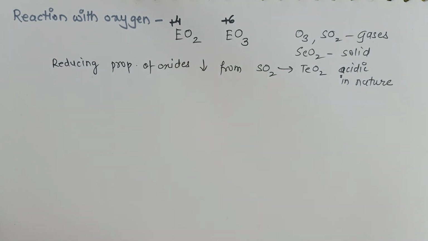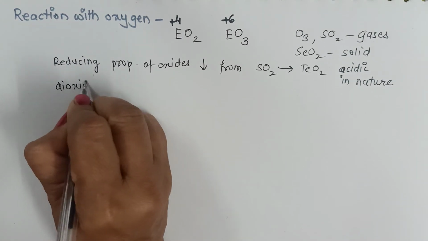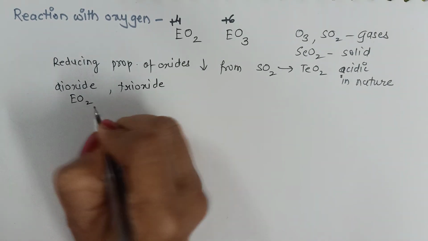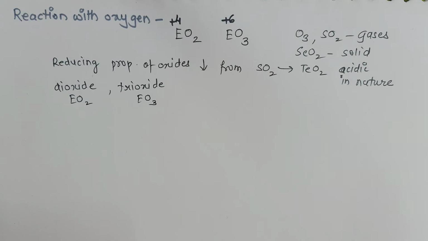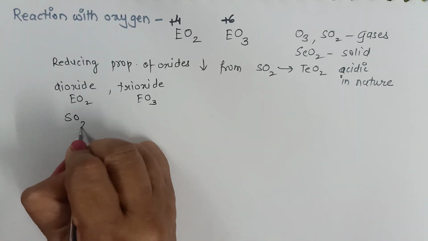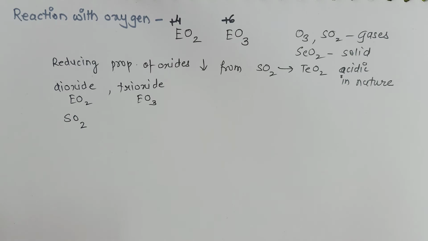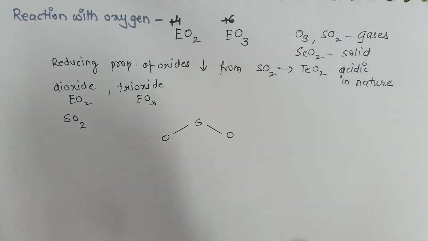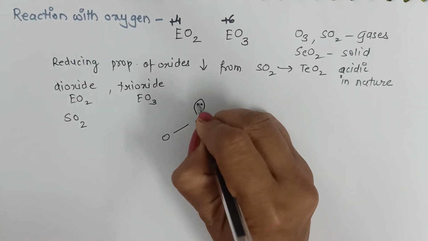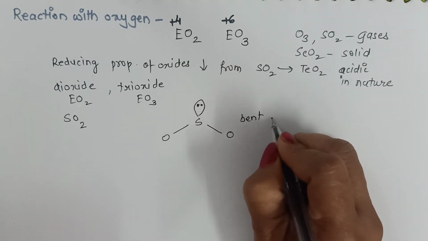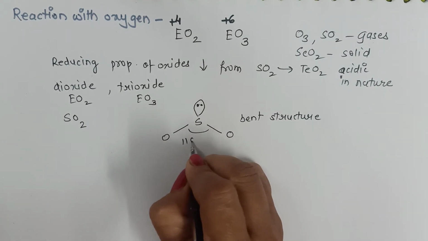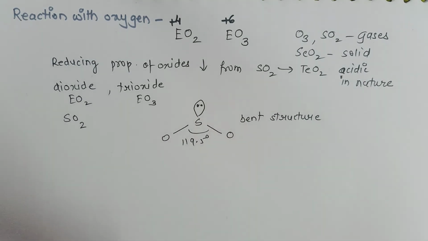So we can say generally it forms dioxide and trioxide: EO2 dioxide, EO3 trioxide. Let us discuss the example of sulfur dioxide, SO2. If we have a look at the structure of SO2, it shows a bent shape with one lone pair on it. It shows a bond angle of 119.5 degrees, where sulfur shows sp2 hybridization.